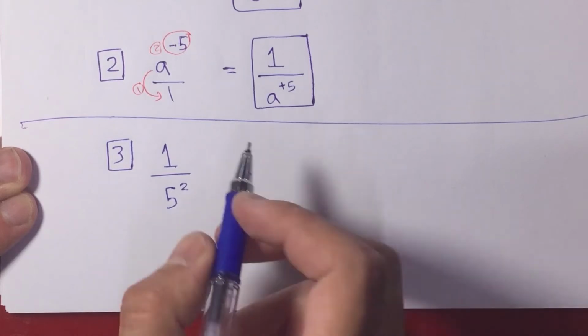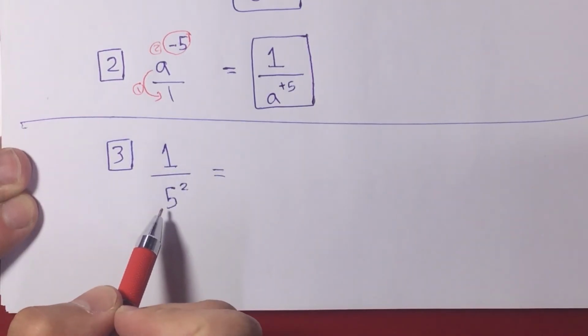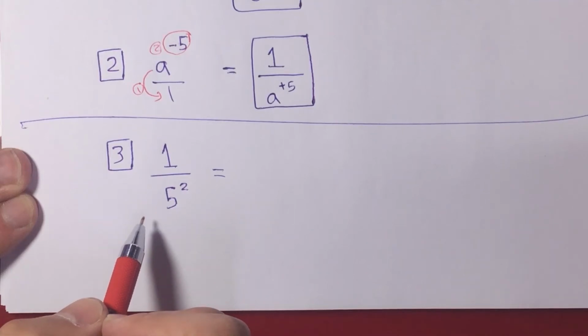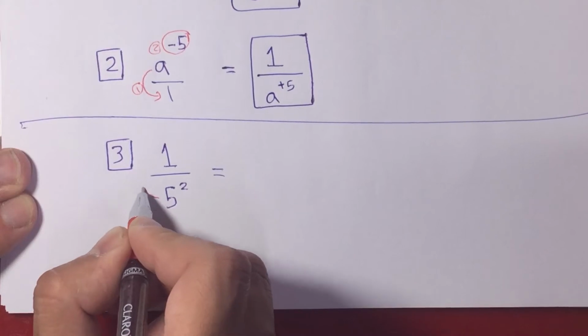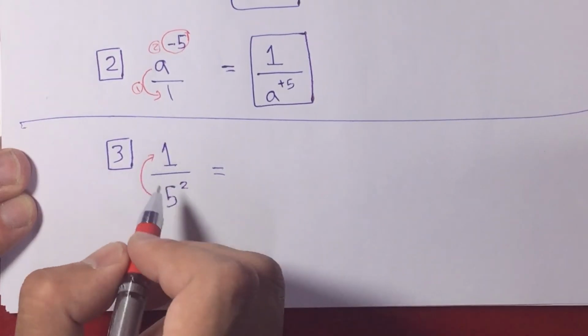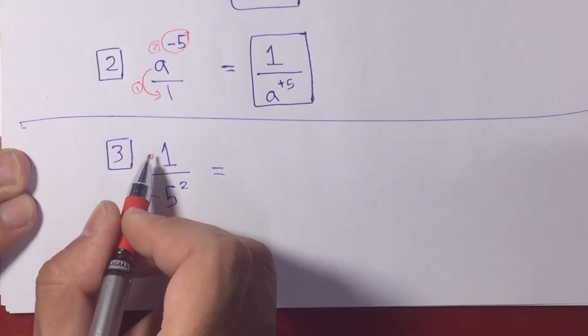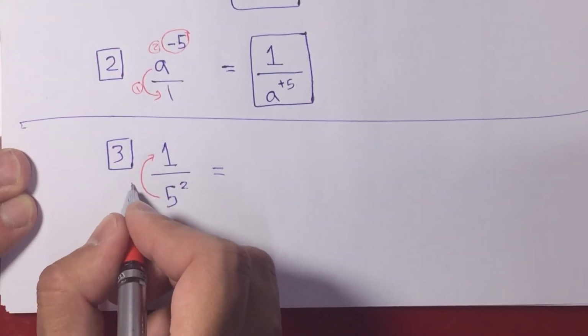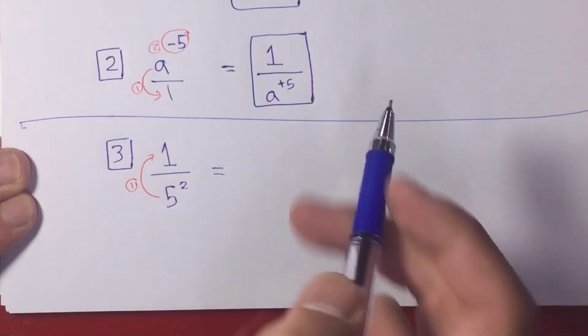We can simply apply our rule. First of all, is this 5 in the numerator or in the denominator? It's in the denominator, so we change its place to the other side. If it's in the denominator like here, we change it and move it to the numerator. So this is the first step. And the second step, let's do the first step first.